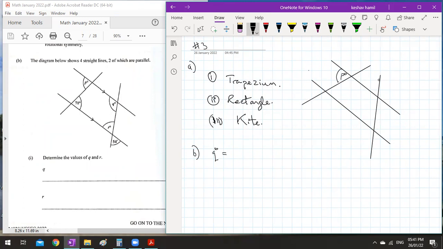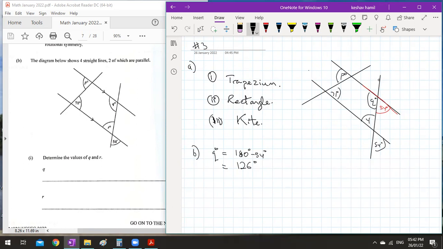So this is P, 71, Q, R, and 54. Now, because there's something called corresponding angles, angles in the same position will be equal. So this angle and this angle are in the same position, so they will be equal. Now, this line is a straight line. Therefore, if I add these two angles to get 180 degrees, it will be 180 degrees subtract 54, which is 126 degrees, right?